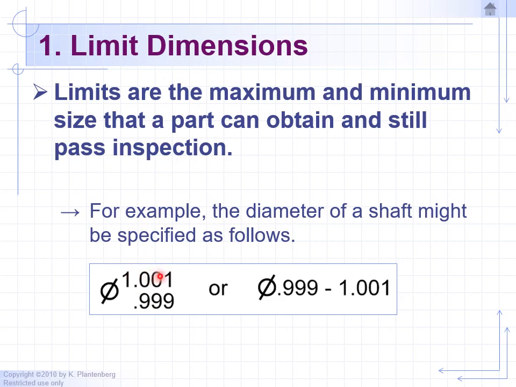And again, this is the way we list limits. We just list the max and the minimum in a vertical fashion, the max on top, minimum on the bottom, or you can also do it horizontally, but you call out the minimum first and the maximum second. So you're saying diameter acceptable from 0.999 up to 1.001 in diameter.